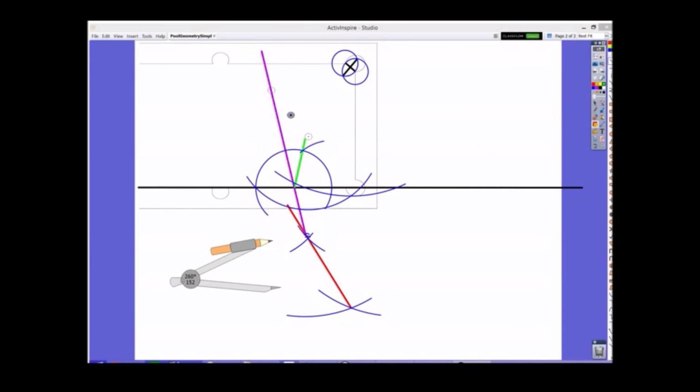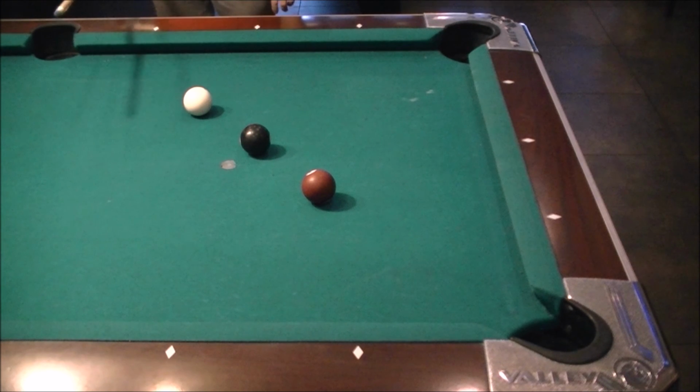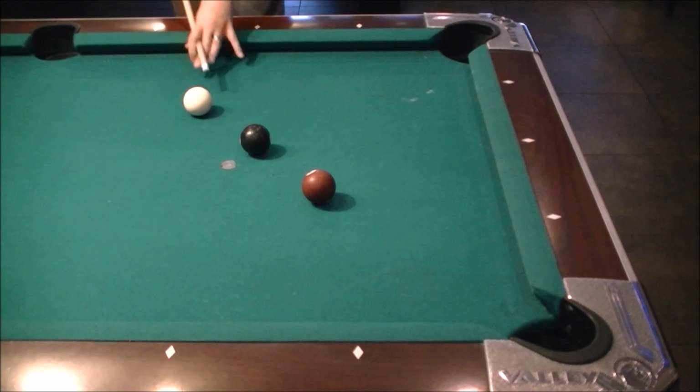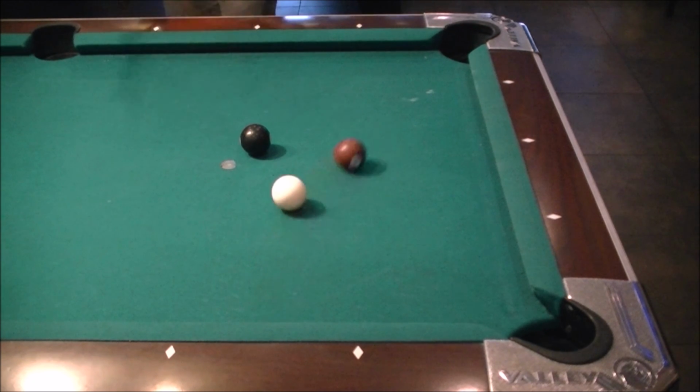According to my construction here, I should be on target to hit the 7 ball. Let's see if it ends up in the corner pocket like I want it to. Sure enough, we have a successful bank shot.